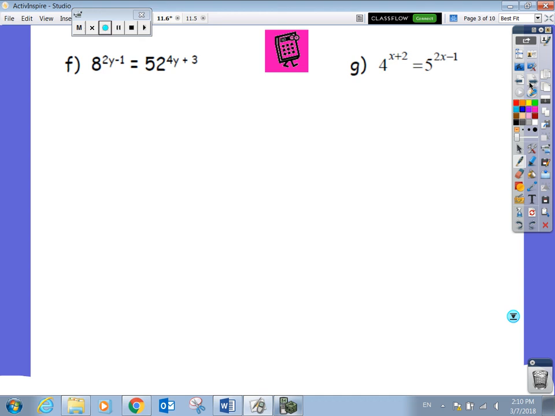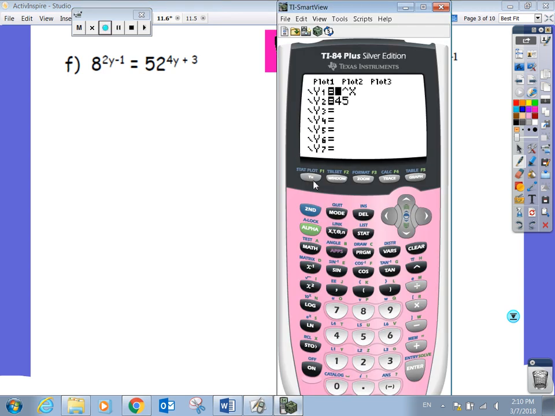But you have a calculator, so the best use of your time in y1 would be 8 raised to the 2x minus 1. Even though that says y, that's just the variable. That variable can be anything, a, b, c, d, e, anything. It just happens to be a y this time. That doesn't mean we're looking for the y value.